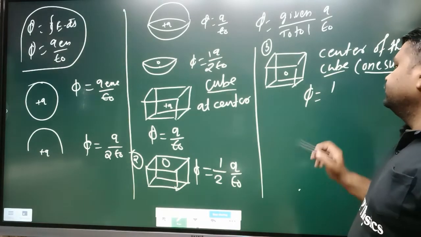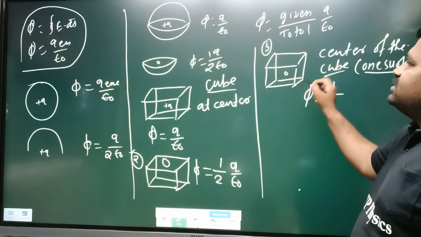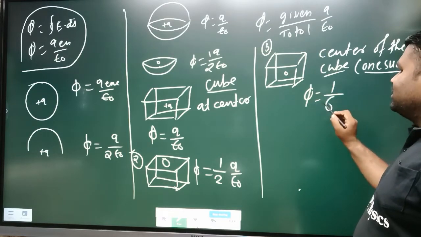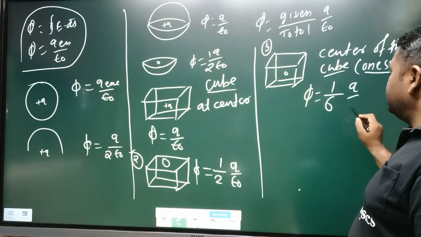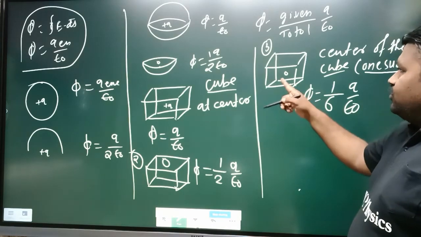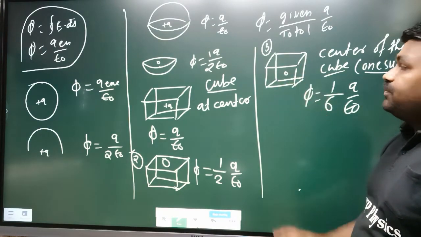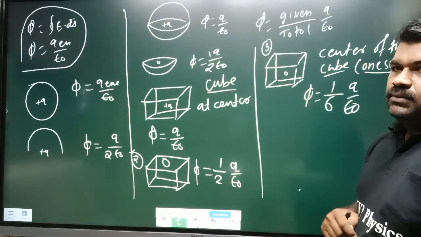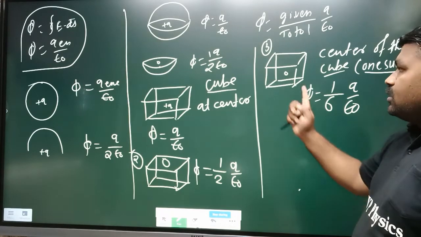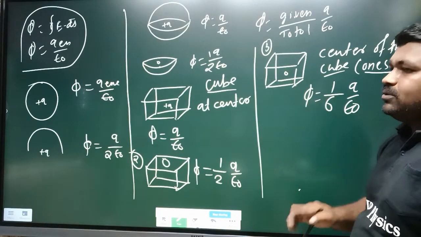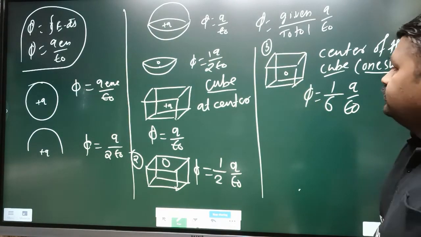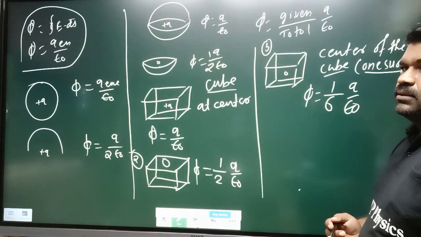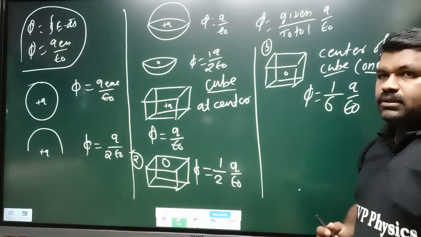Total how many surfaces are present in this system? 6. Yes or no? Here is Q by epsilon naught. Yes or no? Suppose 6 amount of flux passes through this cube, then how much flux passes through one surface? टोटल क्यूब मधून 6 फ्लक्स पास होतील तर एका सरफेस मधून पास होण्याची प्रोबॅबिलिटी किती? 1/6. Why, sir? 1/6. Okay.